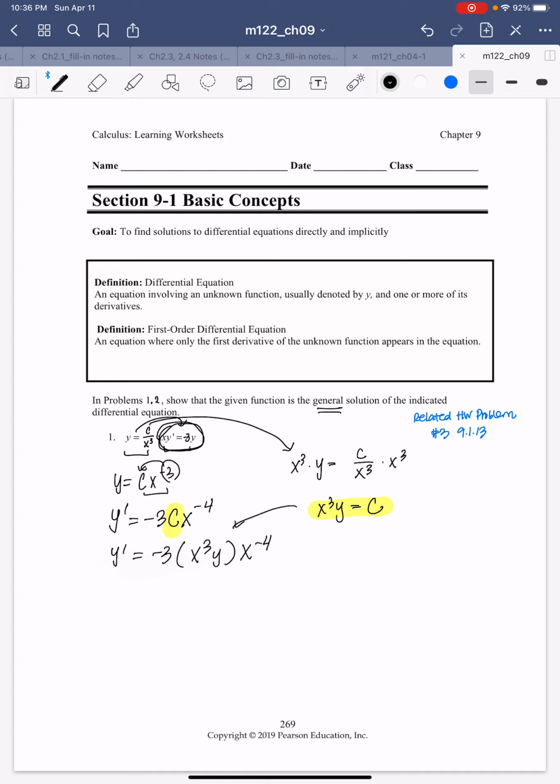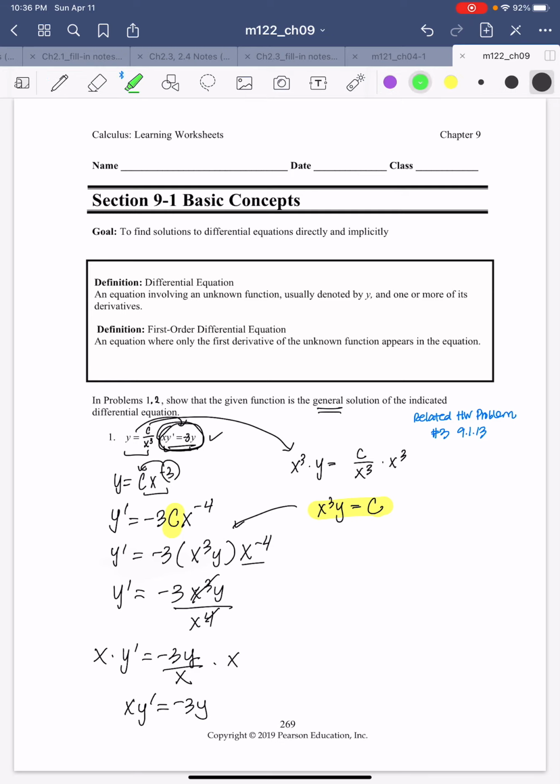If this is a solution, then I should have this equation when I plug it in. Let's check and see if I get this one. A little bit of algebra work. I can have x cubed y, and this part is a negative exponent, so x to the fourth. You can see that I can cancel out the x cubed with this one. So y prime is negative 3y over x. Multiply by x over here, I have xy prime equals negative 3y. Indeed, I have the same thing at the end.